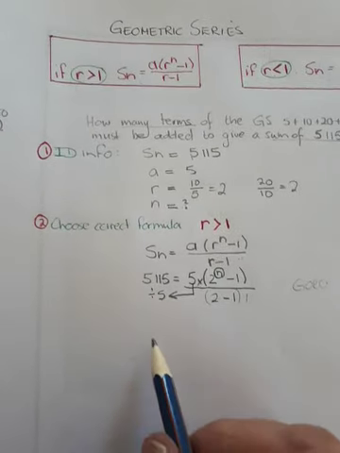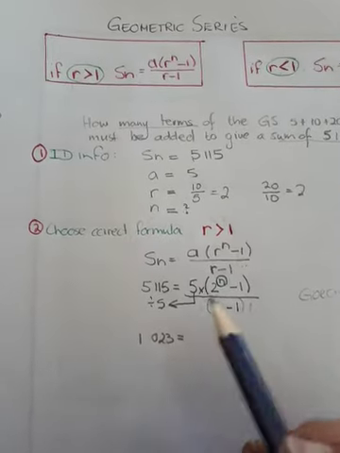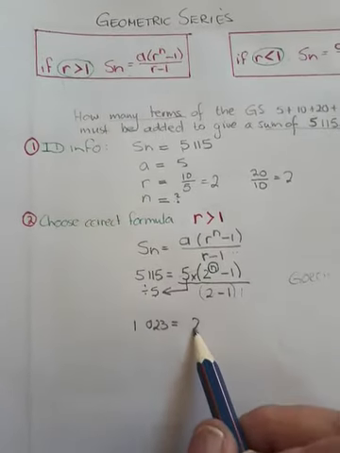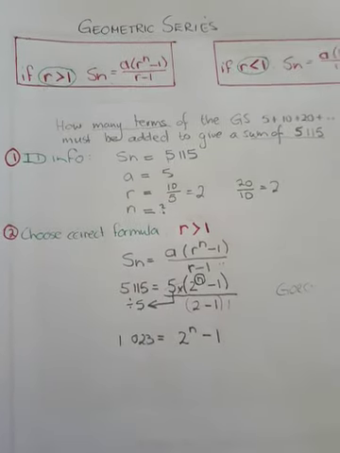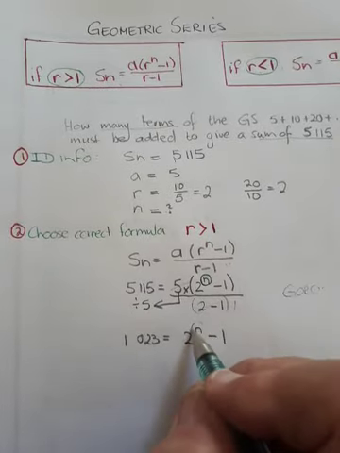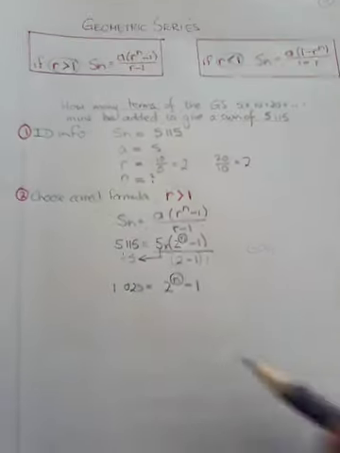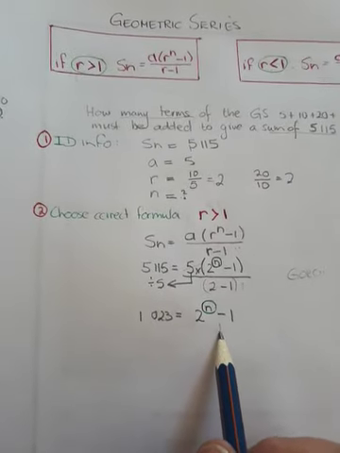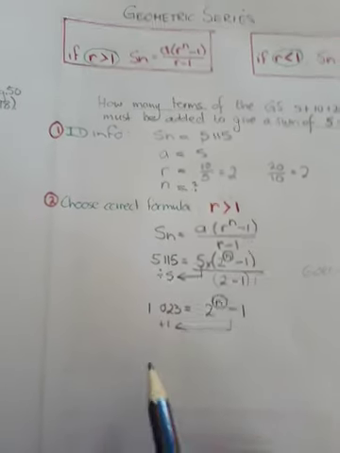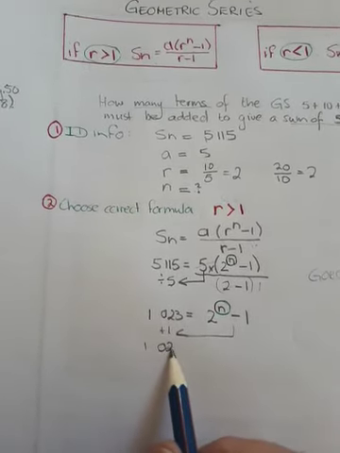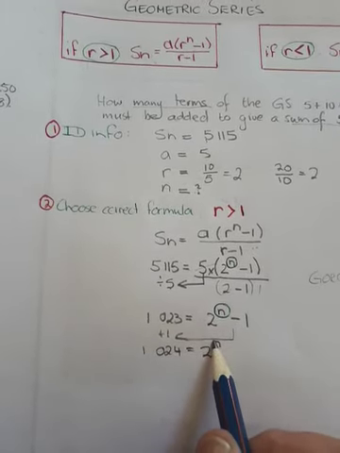So if we calculate that, it gives us an answer of 1023 equals. We've taken the 5, then we've got 2 to the power of n minus 1 left over on the right hand side. We are still trying to find n, okay, which now shows that I can move the 1. It goes to the other side, it is negative, it becomes positive. So that's 1024 equals 2 to the power of n.